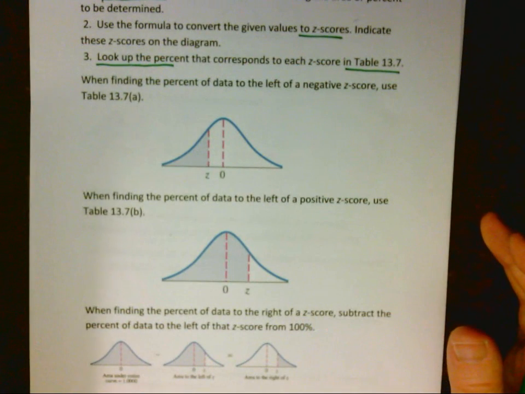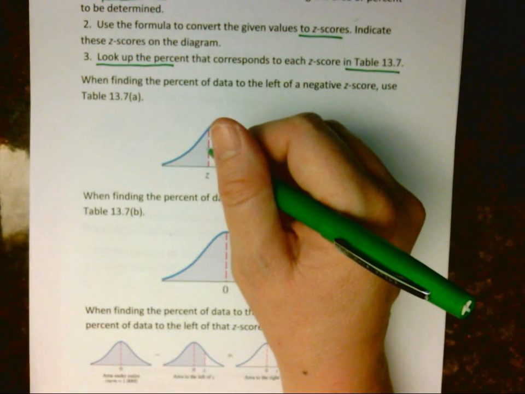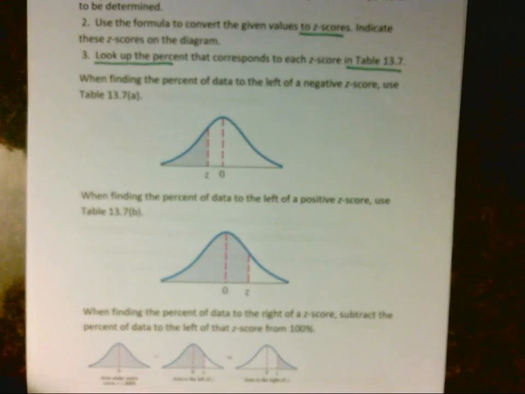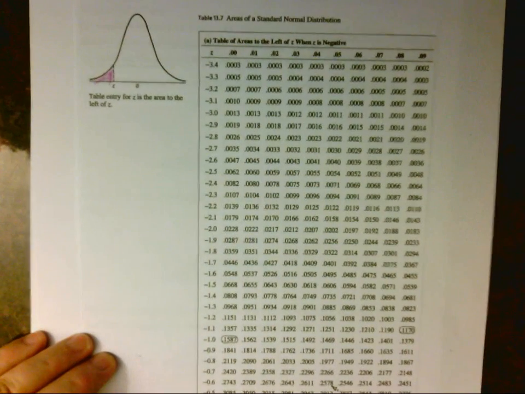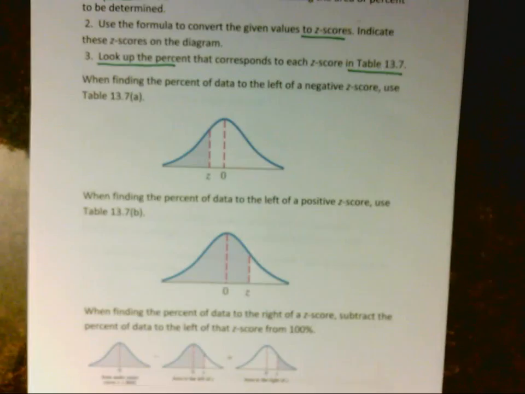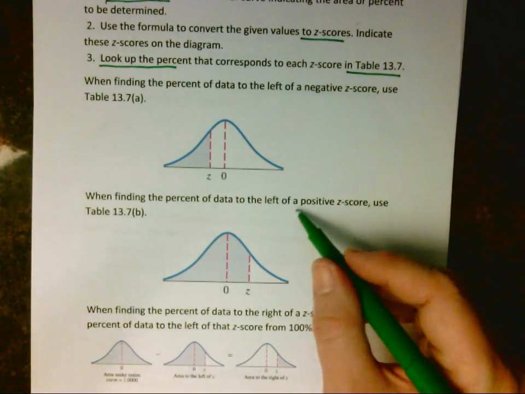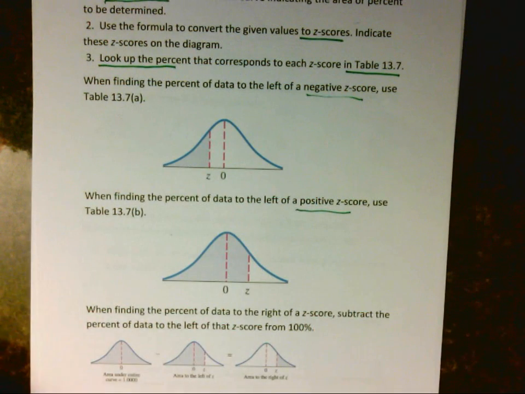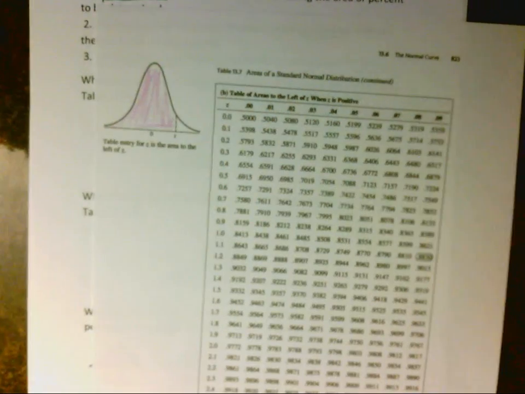When finding the percent of data to the left of a negative z-score, so if you have a negative z-score over here, and you want the values to the left, you use the table that I showed you a second ago, this one, that shows the z-value on the left. Okay, that was for negative z. If you have a z-value that is positive, in other words, the z-value is to the right of the mean, you use the other table.